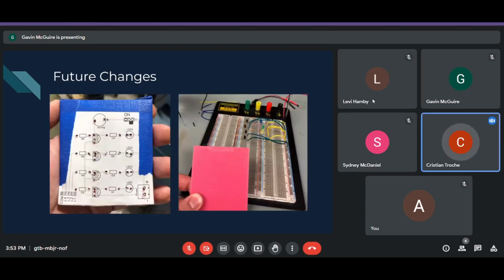For future changes, we can make our water level indicator portable. We can do this by transferring the circuit we have on the breadboard onto the pink plastic as seen on the screen. And it would serve the same purpose, which is to measure the level of the water. We would make the circuit much cleaner by soldering everything nicely together.